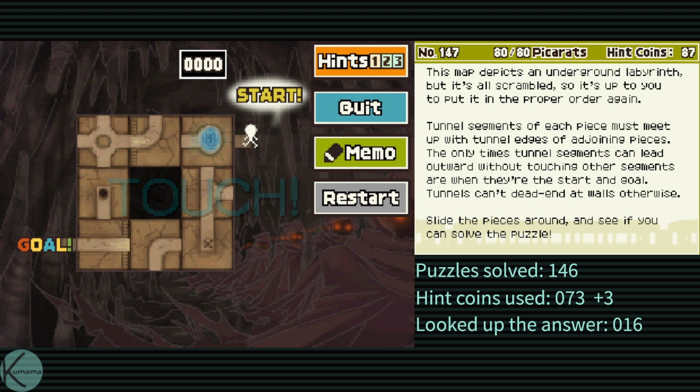Here we are. This map depicts an underground labyrinth, but it's all scrambled, so it's up to you to put it in the proper order again. Tunnel segments of each piece must meet up with tunnel edges of adjoining pieces. The only times tunnel segments can lead outwards without touching other segments are when they're the start and goal. Tunnels can't dead end at walls otherwise. Slide the pieces around and see if you can solve the puzzle.